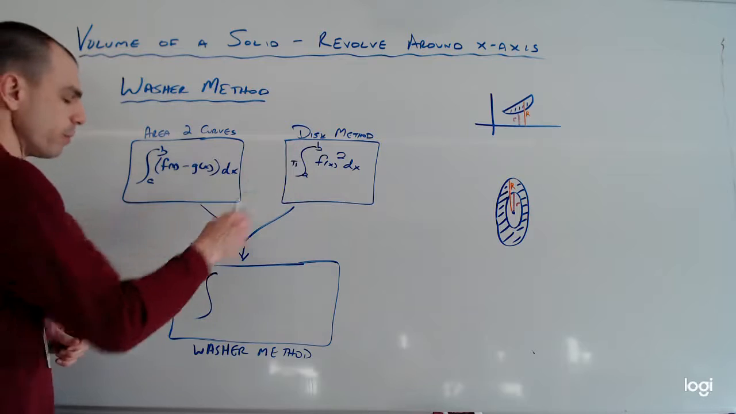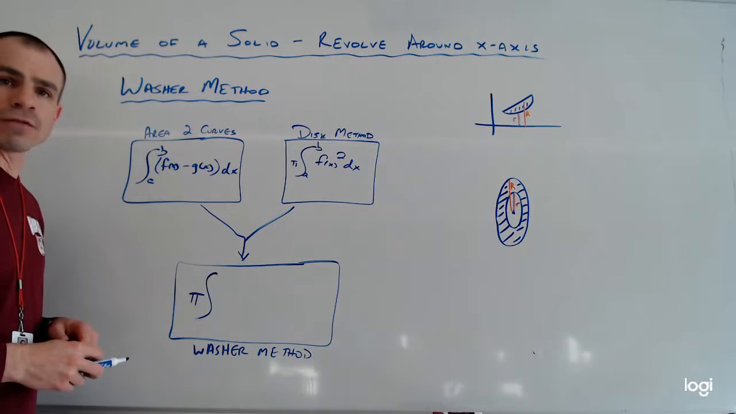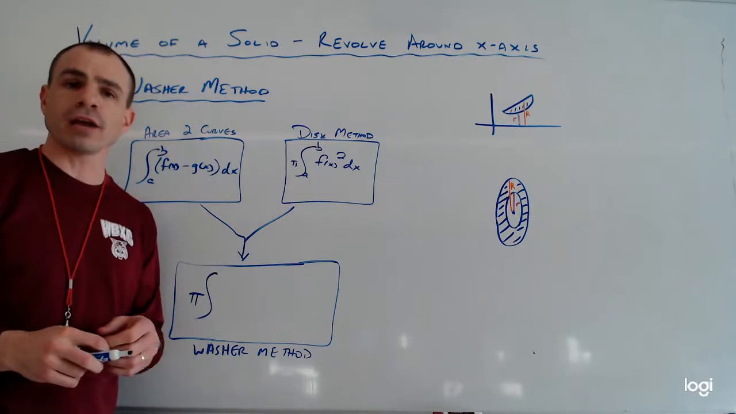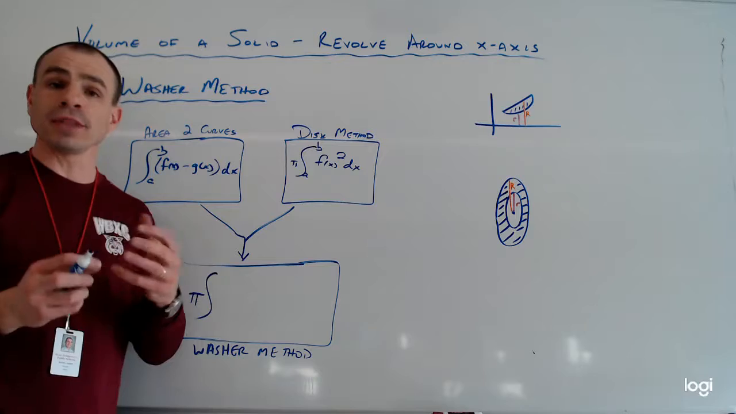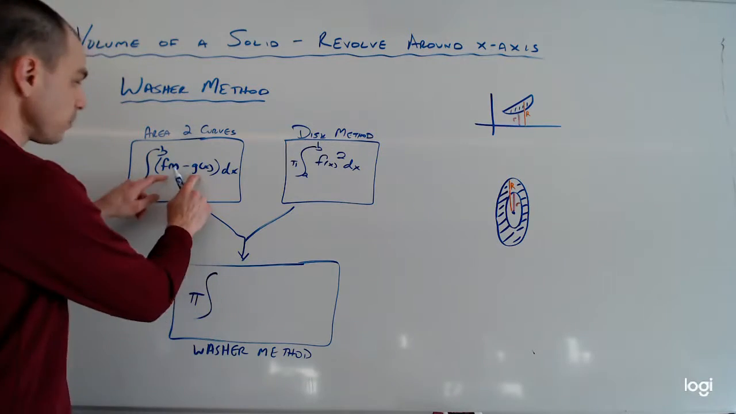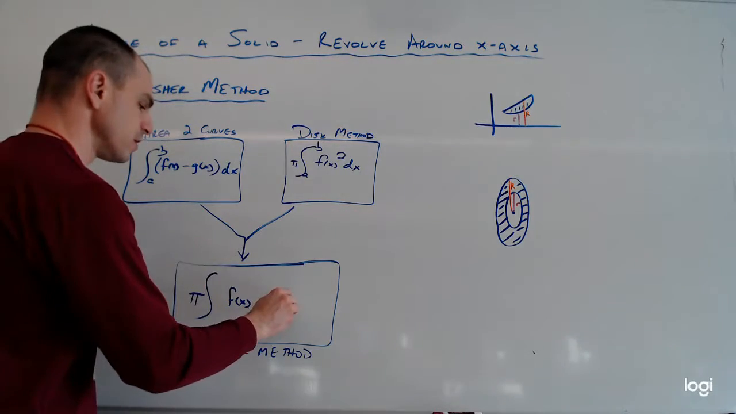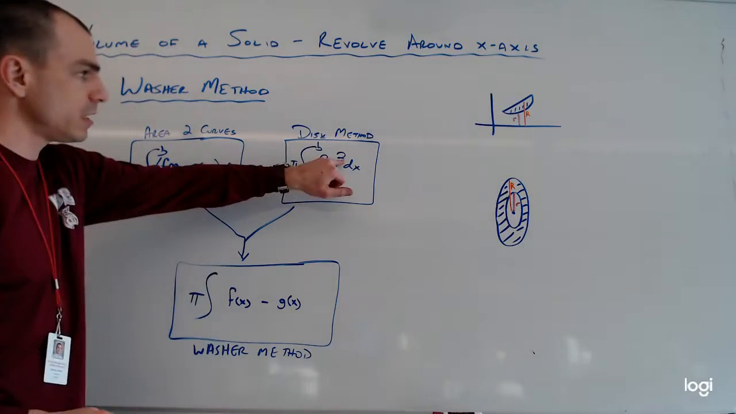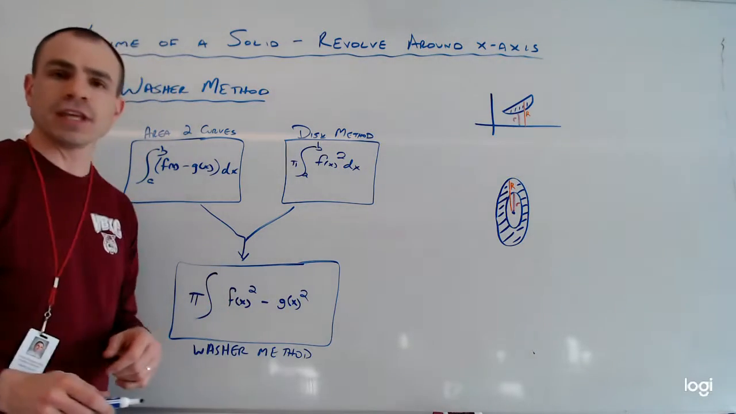Now, because it's a whole bunch of volumes and those are cylinders, we've got the pi out front and we've got our function being squared. But there are two functions and we want the region in between them. So we want the difference of the two functions, hence we get our subtraction from up here. So we still have our difference, but we need the radii. So we have to square each of the individual functions.